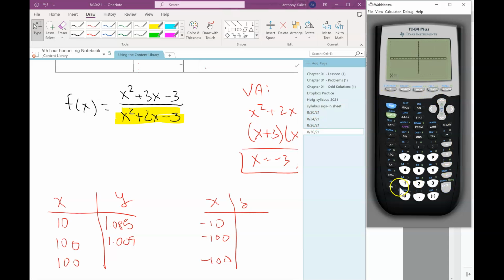And do it again for 1,000. And I got 1.000. But what I'm seeing here is that the bigger the x is getting, the closer we're getting to 1 from above, right? At no point were we below 1 and then back above 1. We're all on one side of that line y equals 1.